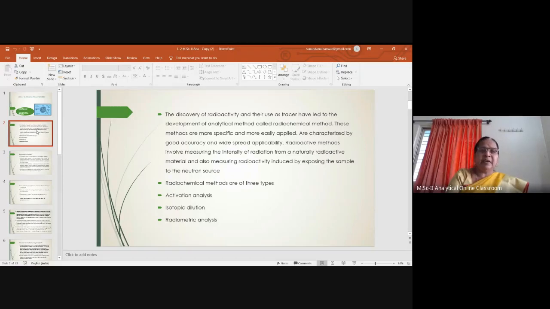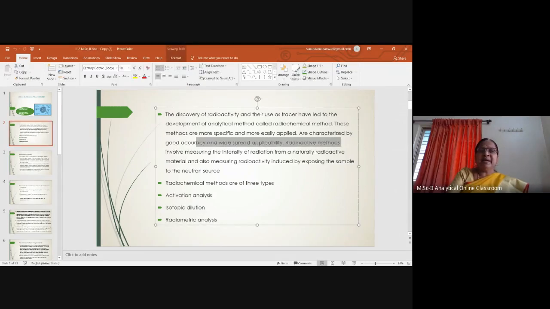Means after the discovery of radioactivity, these elements can be used as tracer, and after that there is the development of some analytical method called the radiochemical method. These methods are more specific and more easily applied. You know that an element becomes radioactive due to its proton-neutron ratio. It becomes unstable, and the methods applied for qualitative or quantitative analysis are more specific. That is, the radiations emitted by each and every element are specific, and these methods can be easily applied. These are characterized by good accuracy and widespread applicability.